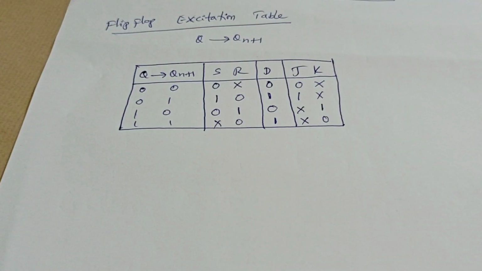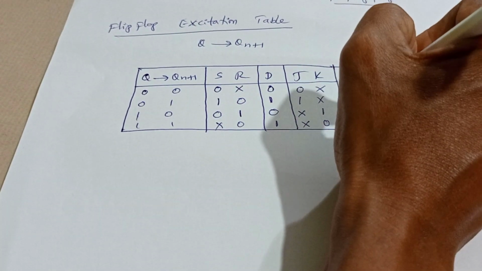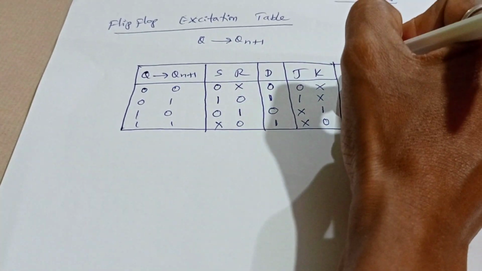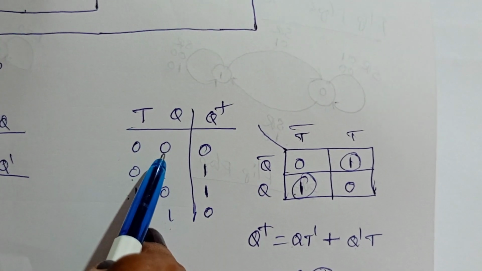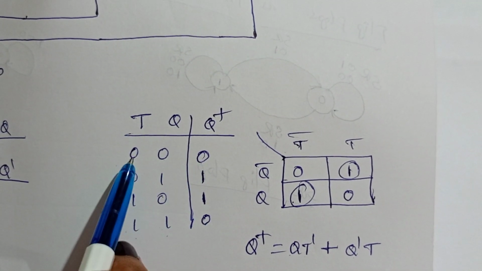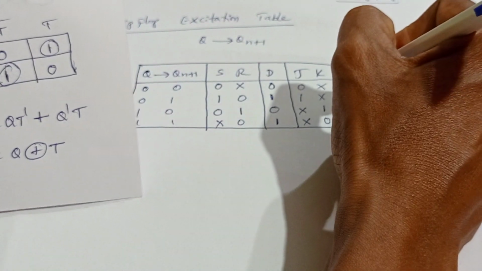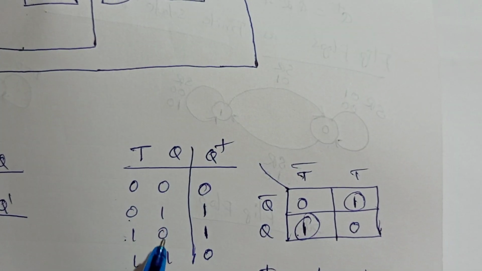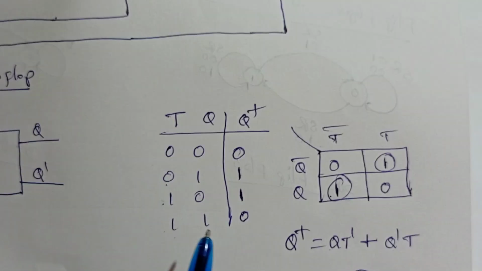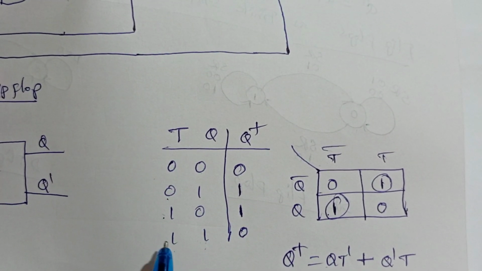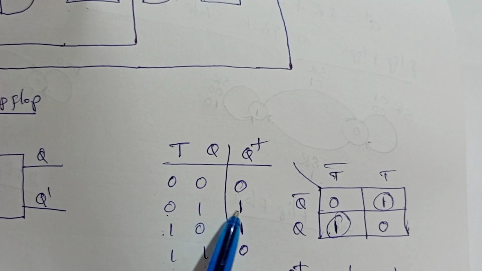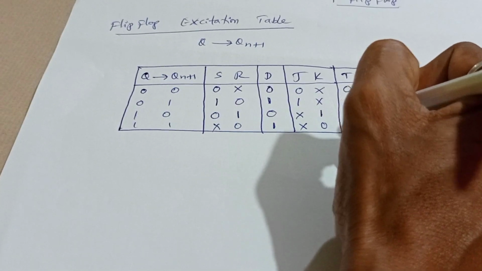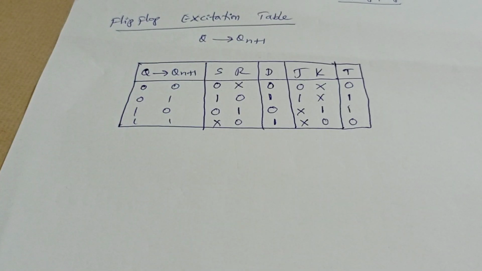Now coming to T flip-flop. Present state, next state 0 0, T is 0. 0 1, T is 1. For 1 0, T is 1. For 1 1, T is 0. This is the excitation table for all the flip-flops.